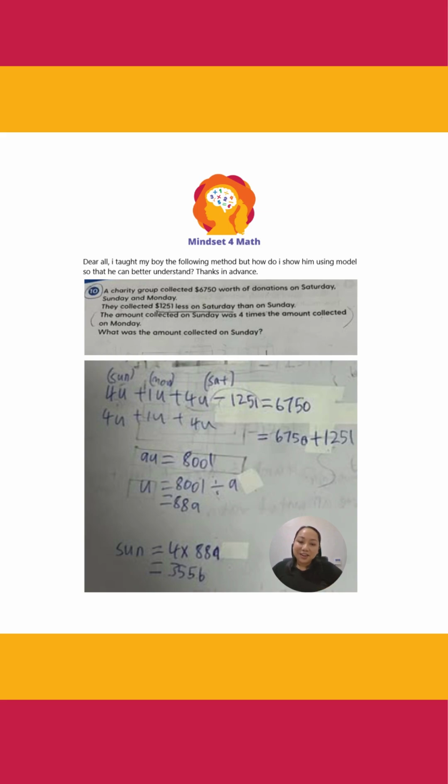Hi everyone, I'm here again to answer a question of a parent. The parent sent us a word problem and he said that he already answered it using the algebra method. However, he is asking if there's a way to solve this using the bar model method. That way his child can understand the word problem better. Are you ready? Let's begin.